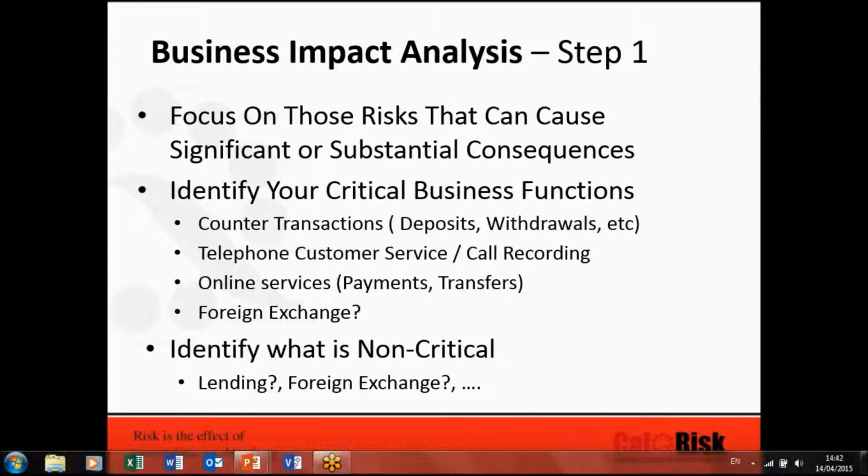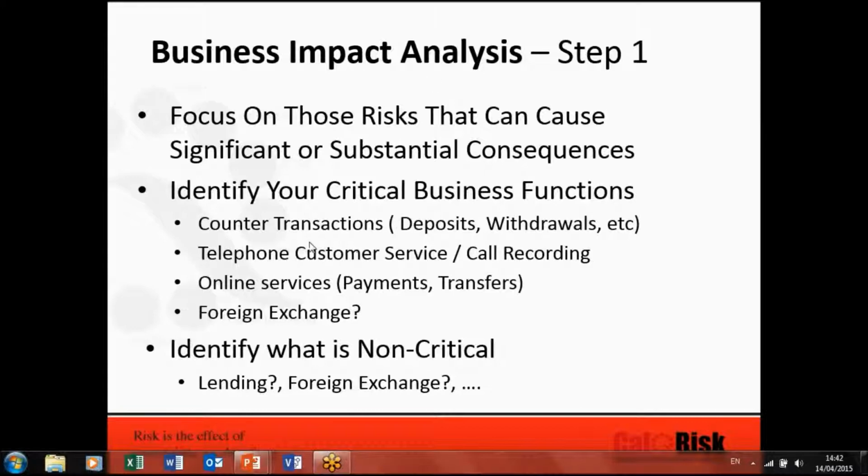If you focus on the risks that can cause significant or substantial consequences from your risk assessment, that will point you in the right direction, because that will tell you the things that you've already identified that can cause you serious problems. But once you step into the process of identifying the functions, you sit down with heads of departments or key functions in the organisation, in the credit union, you quickly come up with a list of those mission critical functions, like counter transactions. I mean, deposits and withdrawals, I assume that that's something that you need to be able to continue to provide, or at least within a short space of time.